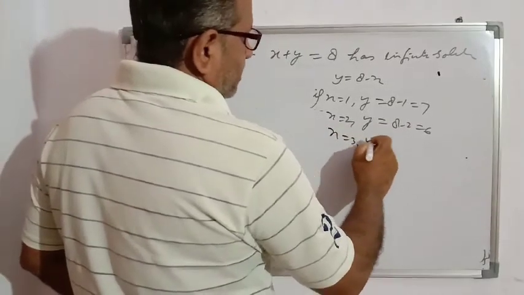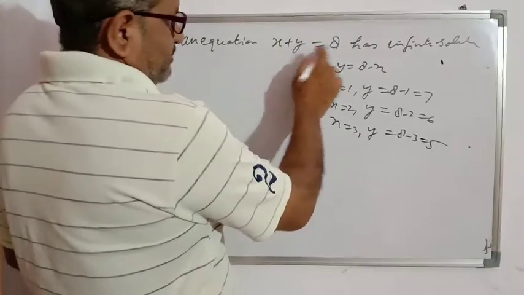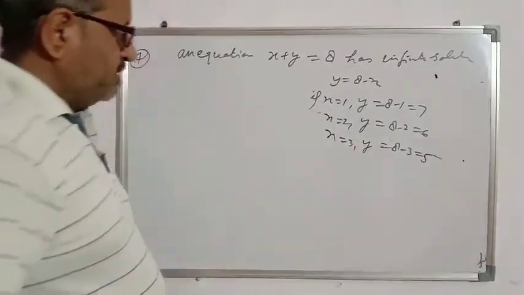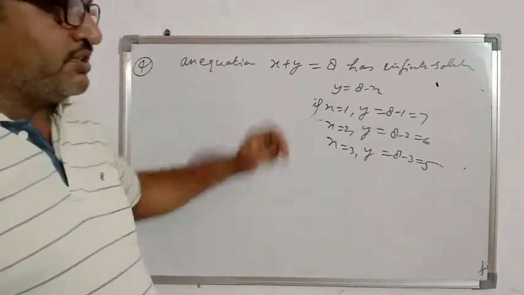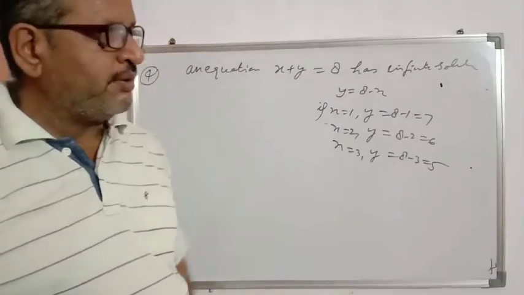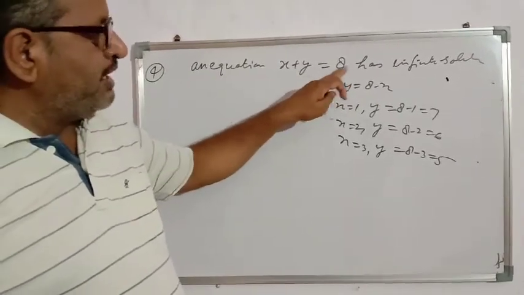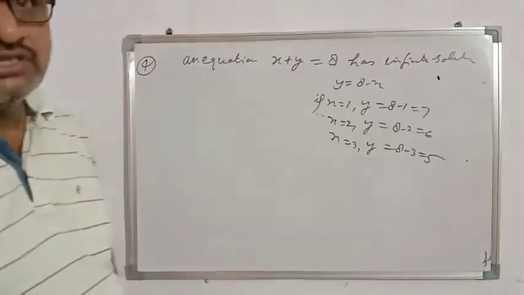X is equal to 3, y is equal to 8 minus 3, 5. So 3 and 5, 3 plus 5, 8. So 3 and 5 is also a solution of this equation. We can take many values of x and get many corresponding values of y. So a single linear equation in two variables has an infinite number of solutions.